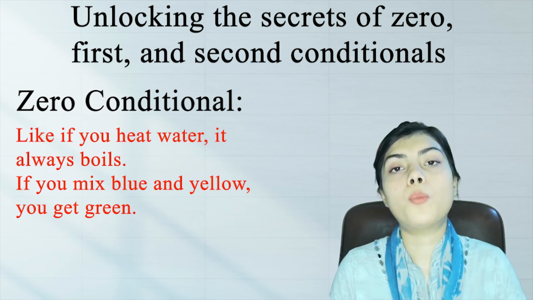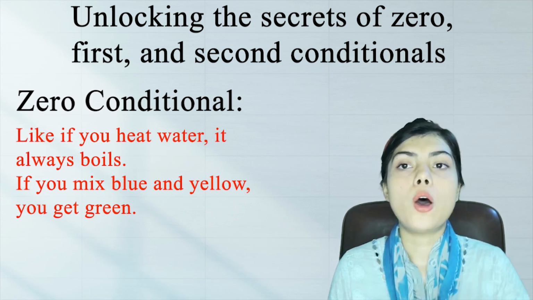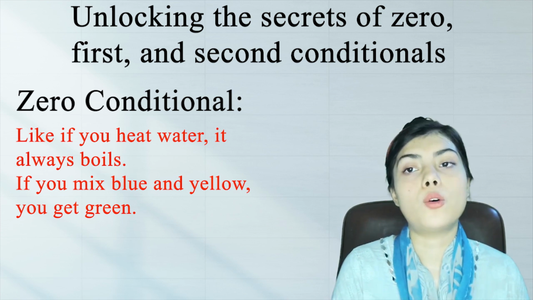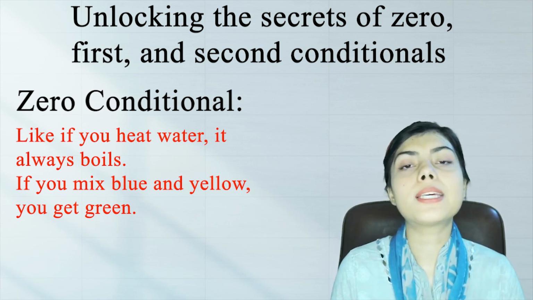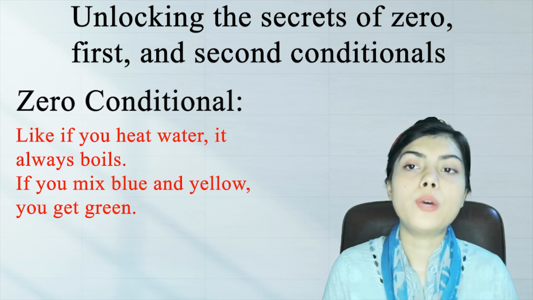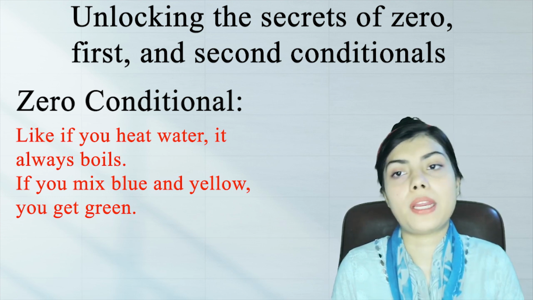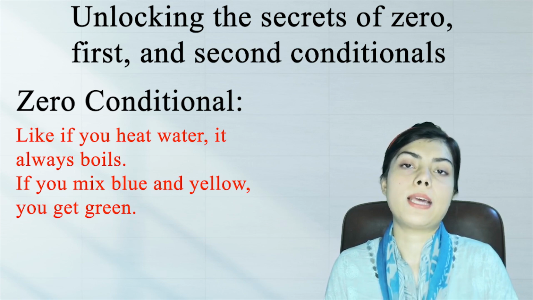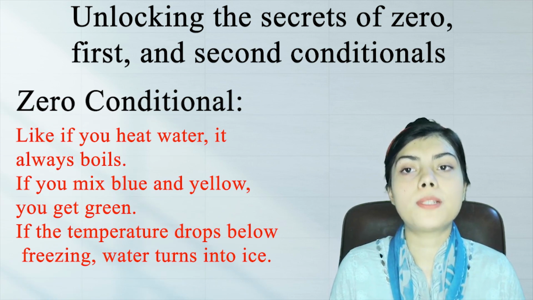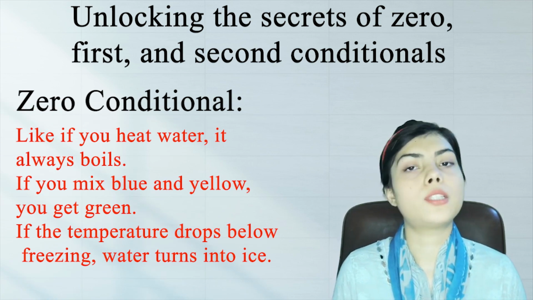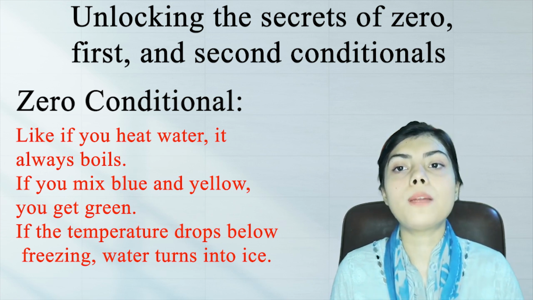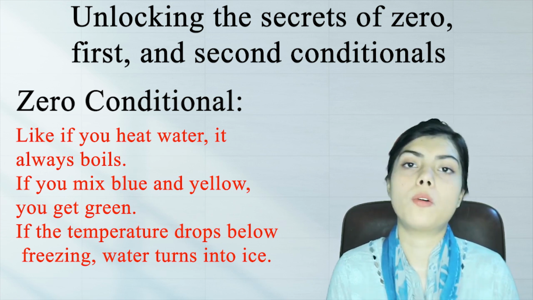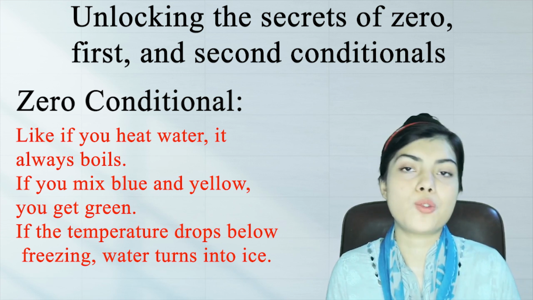Certainly there are more zero conditional examples. If you mix blue and yellow, you get green. This shows the general truth about mixing colors, where blue and yellow always combine to create green. And the next example: if the temperature drops below freezing, water turns into ice. This is a scientific fact: when the temperature goes below freezing point, water always turns and changes into ice.